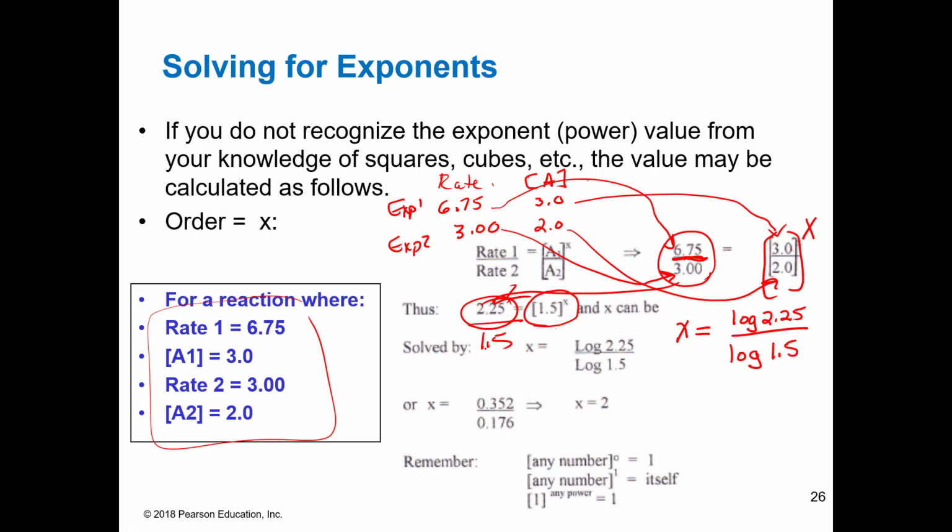And you have to take the logs of the numbers to get your exponent down. It's a math rule, I'm not making it up. Okay, so that becomes the log of 0.352 divided by 0.176. So that's the log of this number, the log of that number, and x comes out all over 2. It's really, really close to 2.